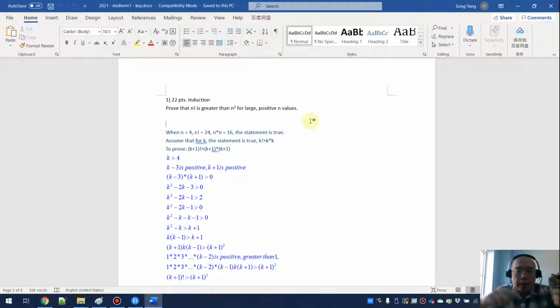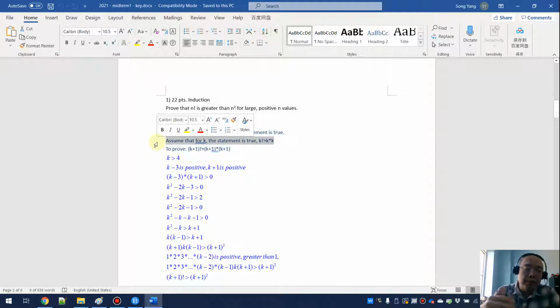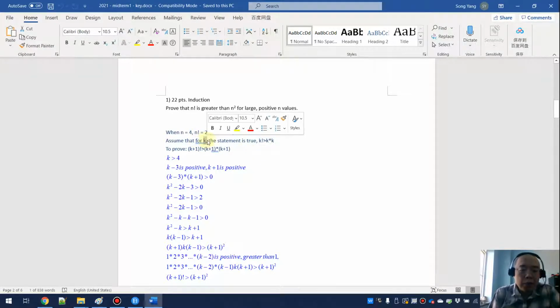You want to try n equals 1, n equals 2, n equals 3, n equals 4. And you will find that when n is 4, n factorial is already greater than n squared. Okay, so we can say n equals 4 will be the start point. And then the second step, we want to make an inductive assumption. That is, we assume that for a k value, k factorial is greater than k squared, and this k of course will be greater than 4.